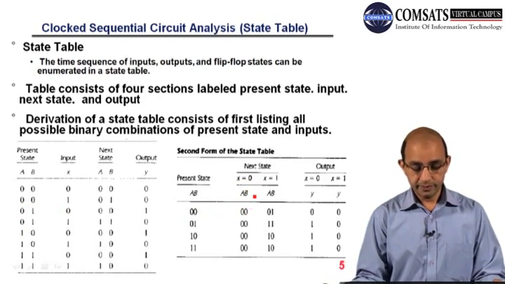So these are the present state, and then next state again for x is equal to 0, next state for x is equal to 1. So you can see that against that combination, whenever we have x equal to 0 and x equal to 1, whatever the next state is, we have split this column depending upon the value of x, and the same we have done over here.